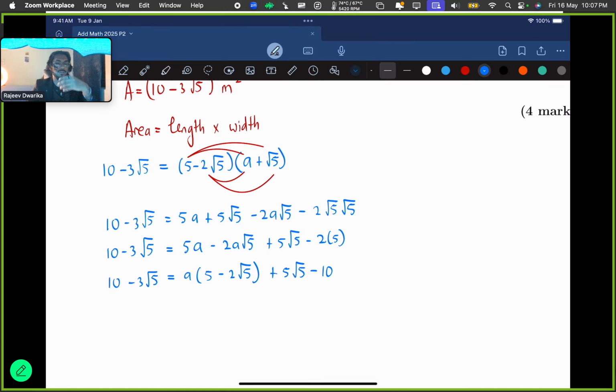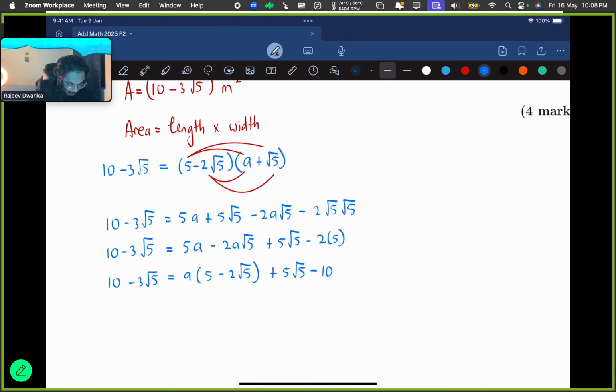Does it make sense to divide by 5 minus 2 root 5? You're thinking to divide by 5 minus 2 root 5. Why are you thinking to do that? You will get the A by itself, and then A would be plus 5 root 5 minus 10 over that, and you could rationalize that. I feel like I wouldn't do that.